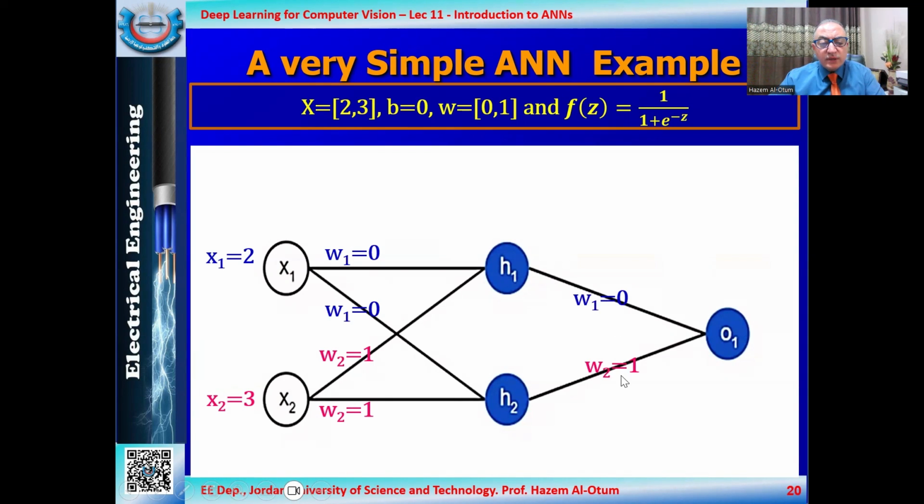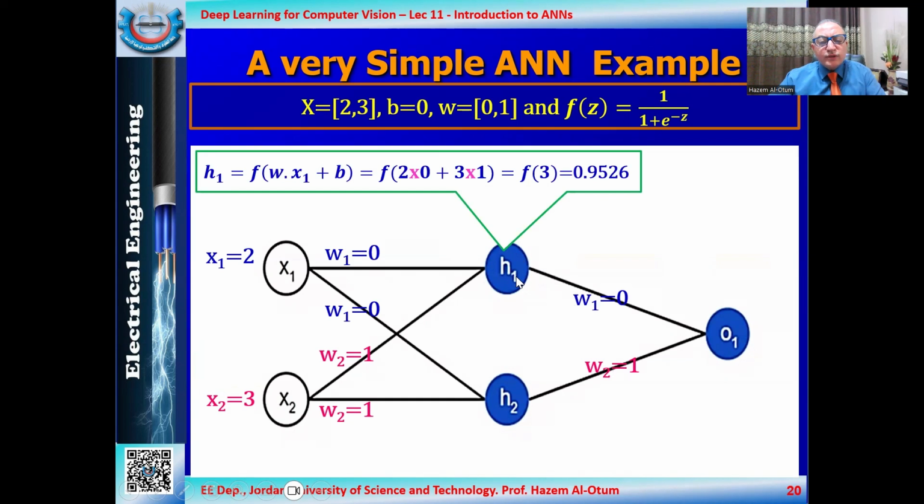Again, this is W1 and this is W2. As you see here, we have W1 equals 0 and W2 equals 1. Let's see what will be the output or the activation of H1. H1 will be the result of applying the activation function, which is the sigmoid in our case, to W times x plus b. We have x1 equals 2, W1 equals 0, okay? So we have the value of 2 times 0 plus the value of 3 times 1. So this is the input to H1, and this will be 3. Now the activation function is the sigmoid, so we take this value 3 and replace it in the place of z to get the output. In this case, we have the value of 0.9526 for H1.